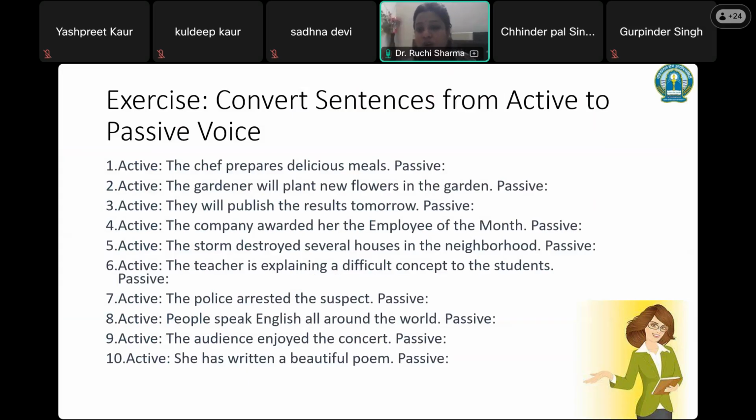The audience enjoyed the concert. Concert is enjoyed by audience. Do we use is? The concert was enjoyed by the audience. Okay. Why do we use was? Because it is in past tense, enjoyed is there, na? So it represents that the concert has happened. Correct. Good. She has written a beautiful poem. A beautiful poem has been written by her. Yes, good. Okay.